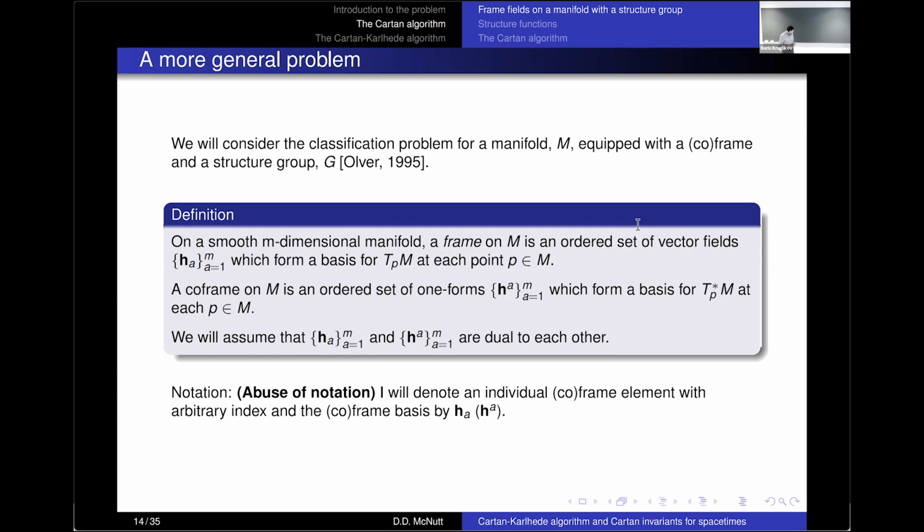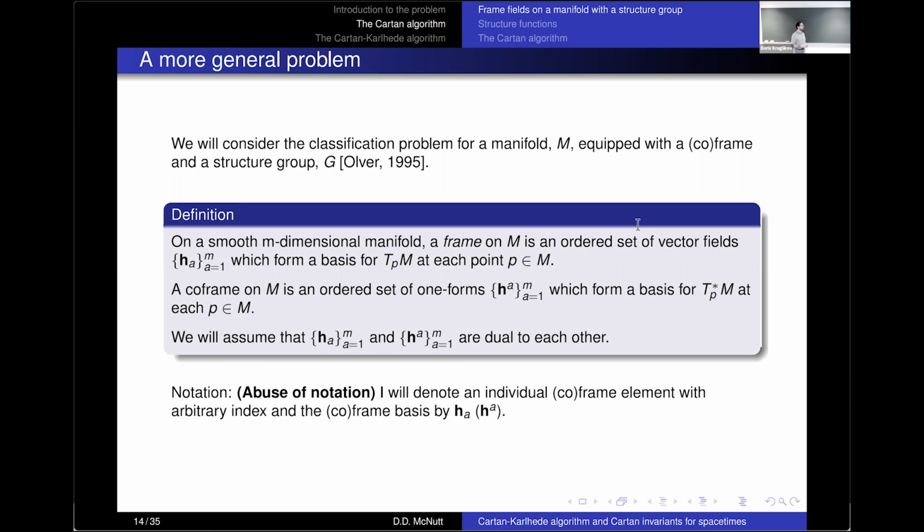So I am borrowing wholesale from Olver's purple book, and I've included it as a reference. We're going to consider the classification problem for a manifold equipped with a coframe, which I will define in a moment, and a structure group, which I will also define in a moment. So here I'm being a little more firm about what a frame or coframe is. If we have a smooth m-dimensional manifold, a frame on M is an ordered set of vector fields. Here I've put it in curly brackets to say that I just have a set of them, and they're indexed, so they're ordered, and they form a basis for the tangent space at each point of the manifold.